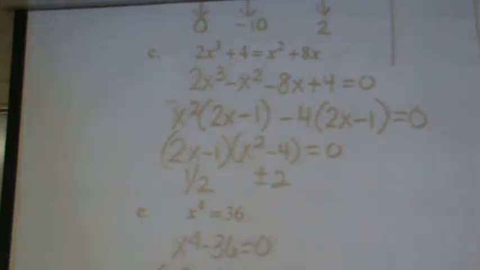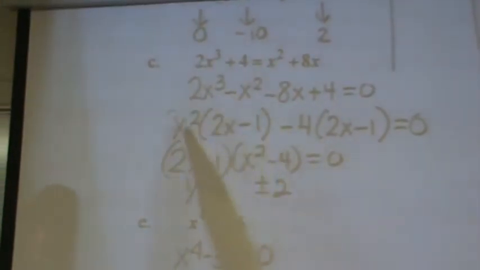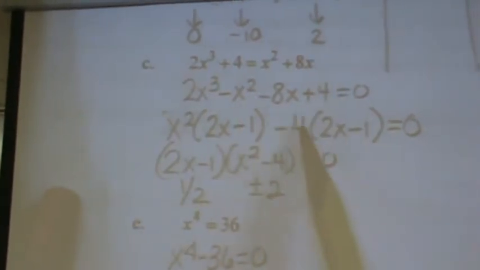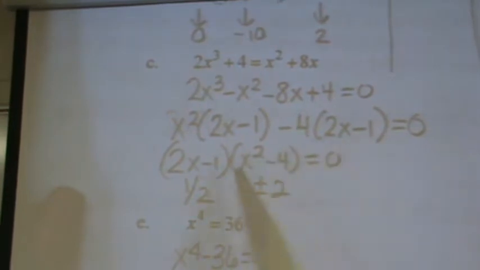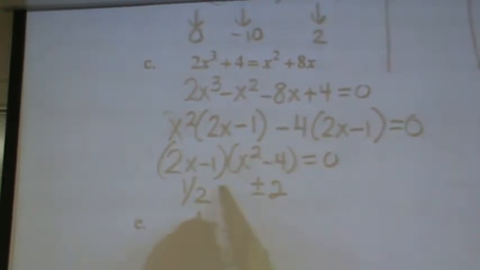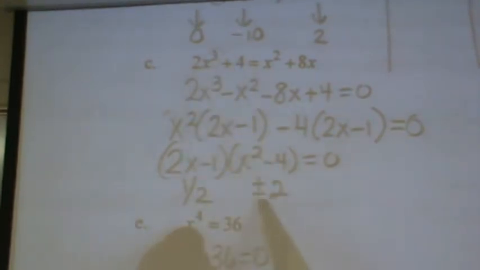For C, what I did was I got everything to one side, and I did grouping on this one. I took out x squared here, and I was left with 2x minus 1. And then I took out a -4 and left with 2x minus 1. So I pulled out the 2x minus 1, and I'm left with x squared minus 4. But this, you can set this equal to 0, and you take the square root of both sides, you get plus or minus 2. This is 1/2. So you have 3 zeros here, and these are all real. So there's 1/2 and plus or minus 2.